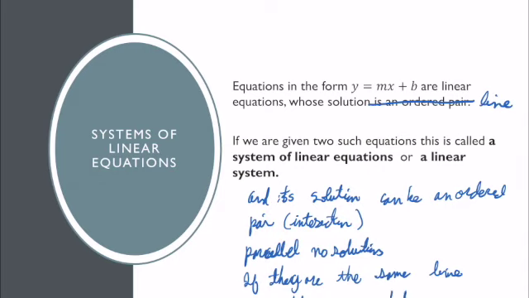So let's take a quick look at that. If I have two lines, they can intersect at a point, they can be parallel and have no solutions, or they could be the same line. That'd be more effective if I change colors. They could be the same line, and then every single point on that line makes this a true statement.